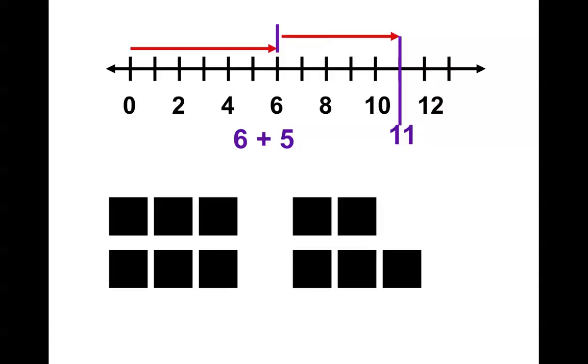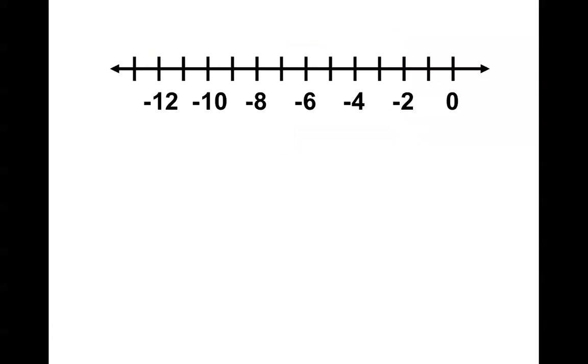From here, we went on to a more advanced problem. And we found out that if we knew how to handle the problem 6 plus 5, we could also handle the problem negative 3 plus negative 5. Knowing that negative numbers go to the left, we always start at 0. And notice if I go 3 steps to the left, I end up at negative 3. If I go 5 more steps to the left, I end up at negative 8. And that's how we get our answer.